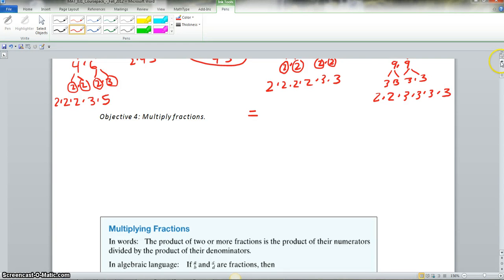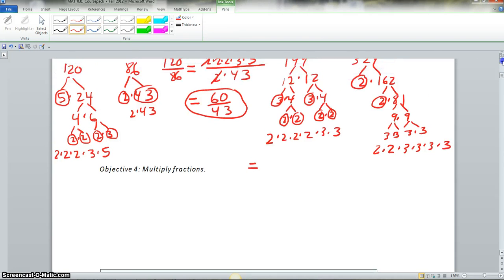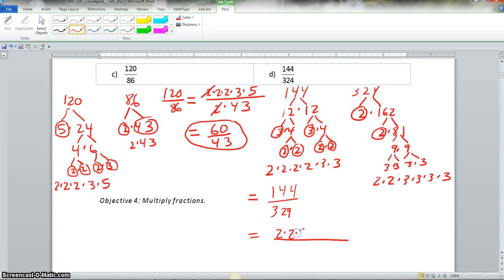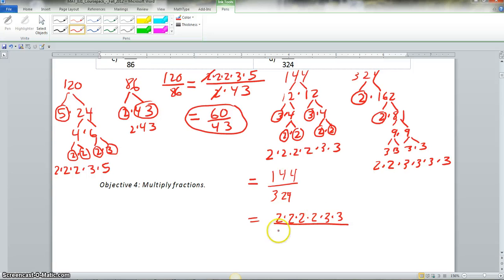Okay, class, picking up where we left off. We need to finish up this fraction here, which is 144 all over 324. Now, we have the prime factorization of 144, which is 4 2's and 2 3's. Now for the 324, we have 2 2's and 4 3's.